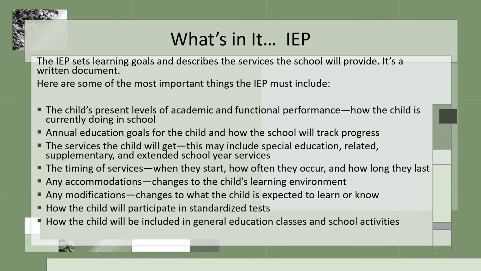The services the child will get. This may include special education, related, supplementary, and extended school year services. The timing of the services: when they start, how often they should occur, and how long they should last. Any accommodations, changes to the child's learning environment. Any modifications, changes to what the child is expected to learn or know. How the child will participate in standardized tests, and how the child will be included in general education classes and school activities.